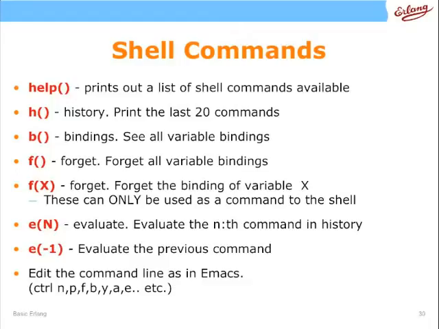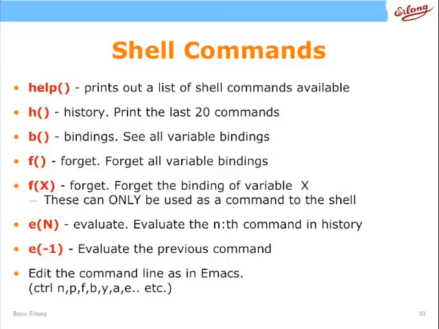The shell command b will show you all the variable bindings in force at that time. We saw the function f earlier on. f, when applied to a variable, will forget the binding of that variable. If you just type f, open close parens, on its own, that forgets all variable bindings.